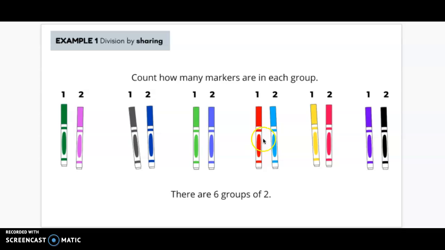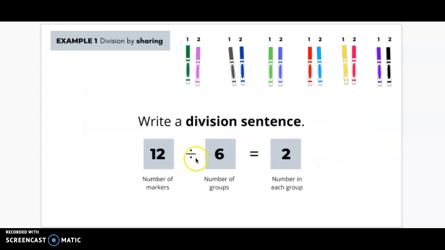2, 2, 2, 2, 2, and 2. There are 6 groups of 2. So you can write a division sentence like this. The number of markers divided by the number of groups, which is 6 kids, equals 2.